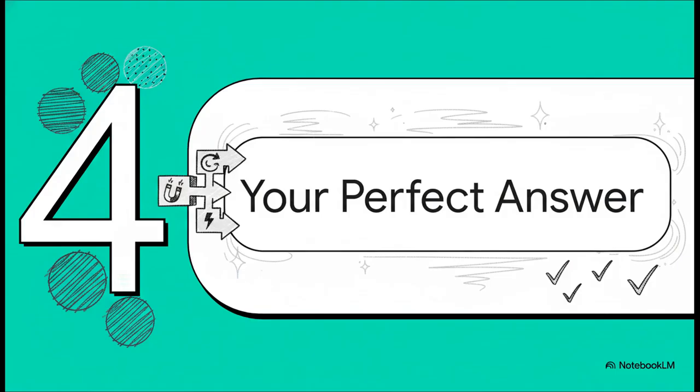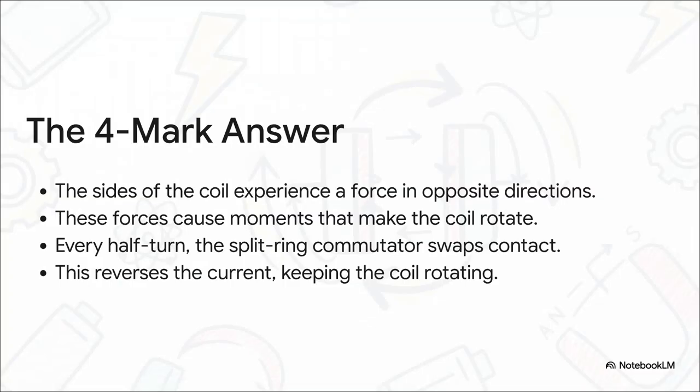All right, we've broken it all down. We've got our 4 key points. So now let's put it all together into one perfect, concise 4-mark answer. And here it is, one clear point for each mark you need. First, you've got the opposite forces on the sides of the coil. Second, these forces create a moment which causes the rotation. Third, the commutator swaps contact with the brushes every half turn. And fourth, this reverses the current, making sure the rotation is continuous and in one direction. That's it, a full marks answer, right there.